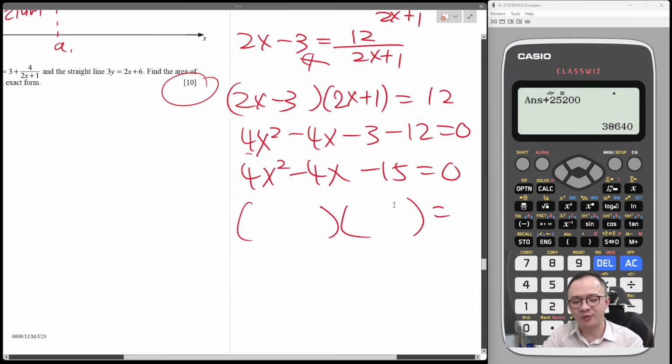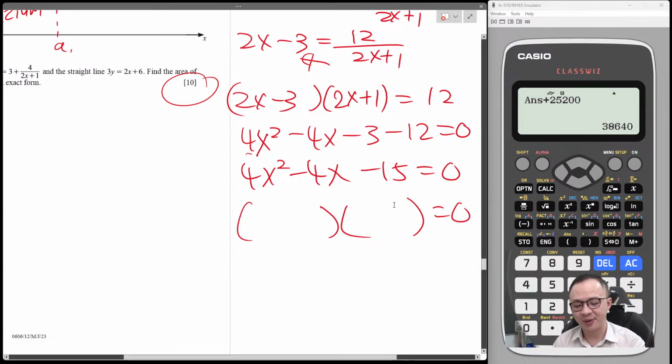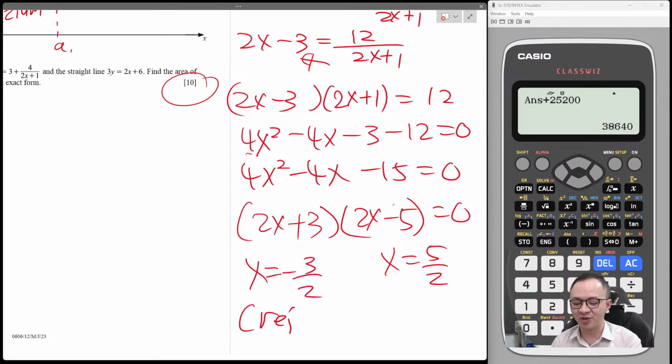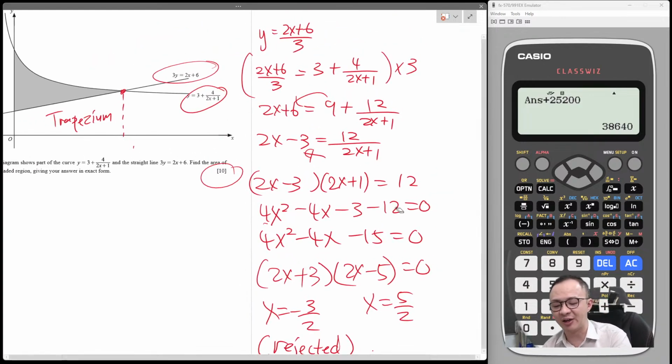Then we need to factorize this one. 4x and x, or 2x. Maybe I should try 2x first. 5 and 3, negative and plus. So x equals 5 over 2 or x equals negative 3 over 2. But based on the position of my A, I reject the negative value because this one seems like a positive 5 over 2. So here is all simple algebra, but this algebra is kind of long. Anyway, I got this one at 5 over 2.